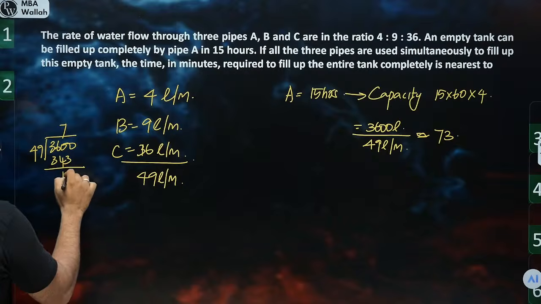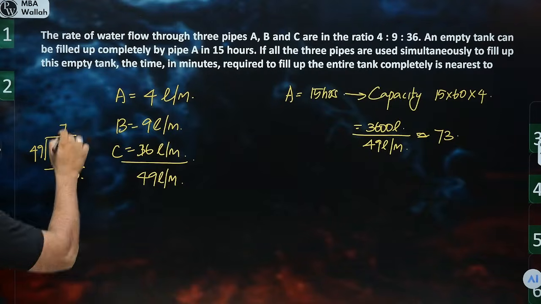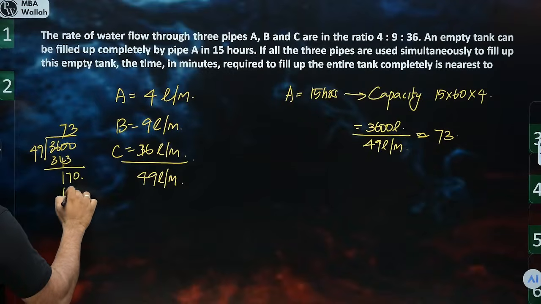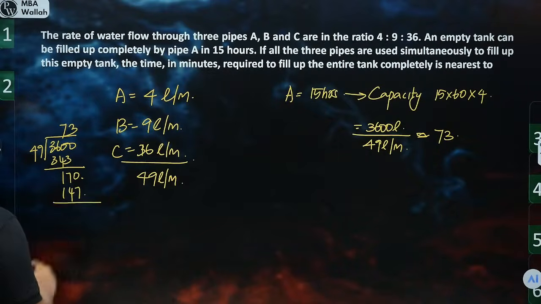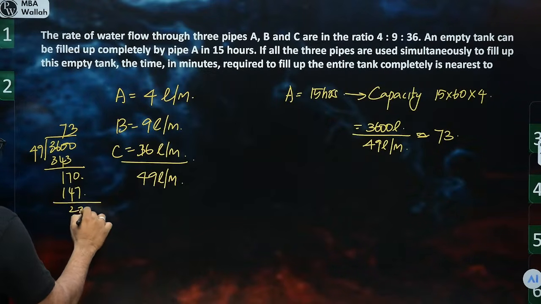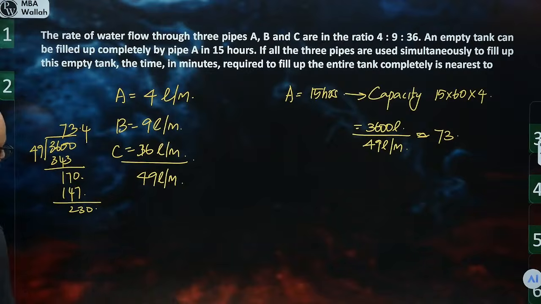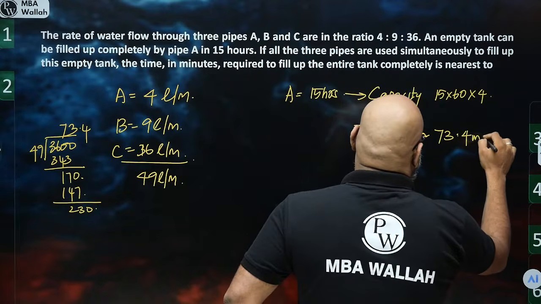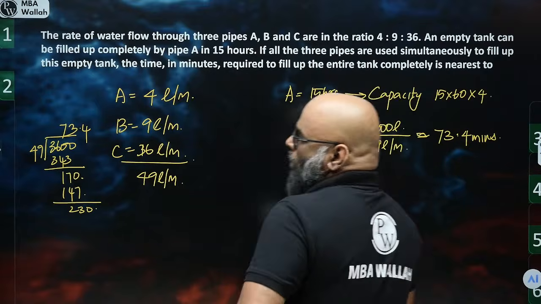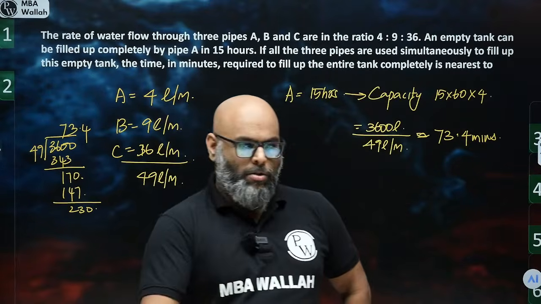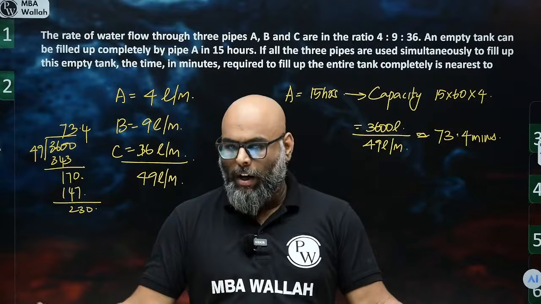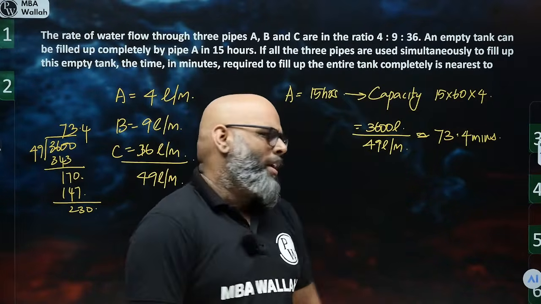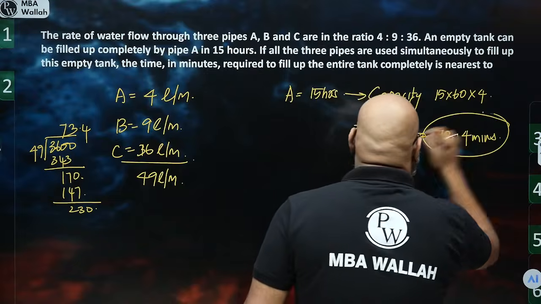Remainder is going to be 170. 3 times 73 will be 219... 147. Remainder will be 23. 230 will be 73.4 roughly. I was right, 73.4 minutes. The answer option would have 73 minutes. 73.4 minutes is what I'm getting. The option will either be 73.4 or 73 minutes, and that will be our answer.